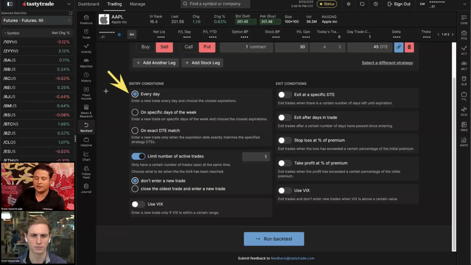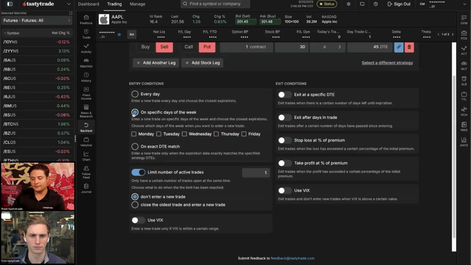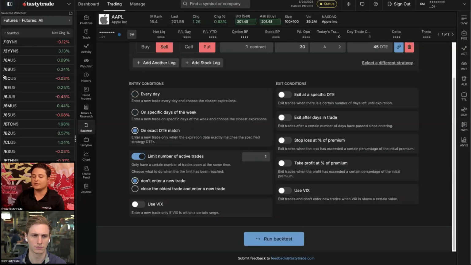We can also set our select to have that enter a trade on a specific day of the week. So that's just going to give you Monday through Friday, if you wanted to enter a trade based off of that. Or finally, we also have the ability to enter a trade on an exact days till expiration match. So like in the example that we have above here, we're using 45 DTE. So every time there's an expiration that comes up that's 45 DTE, it will look to enter a new trade at that 45 DTE expiration.